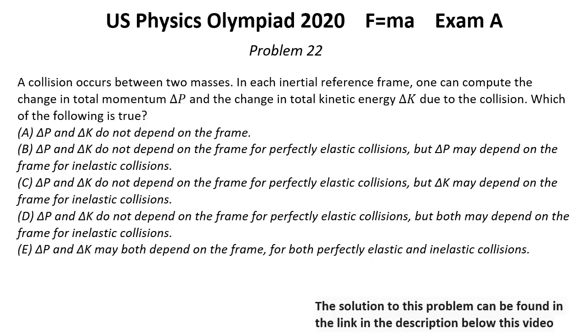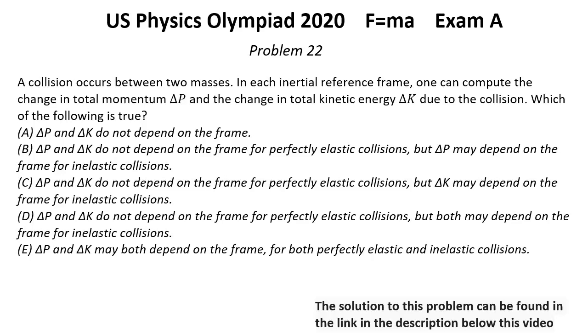In a collision, momentum is conserved whether the collision is elastic or inelastic. This means that delta P equals 0 regardless of reference frame, so delta P does not depend on frame. In an elastic collision, delta K equals 0, which is again independent of frame. In an inelastic collision, whatever kinetic energy is dissipated will go to heat up the masses, assuming they are isolated, and energy can only go into thermal energy.